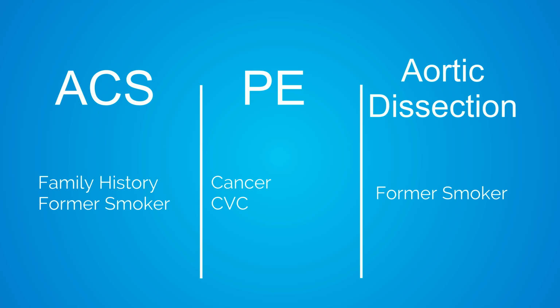Supporting acute coronary syndrome, you have family history and tobacco abuse. For pulmonary embolism, you have cancer and the presence of a central venous catheter. And for aortic dissection, you have tobacco abuse.